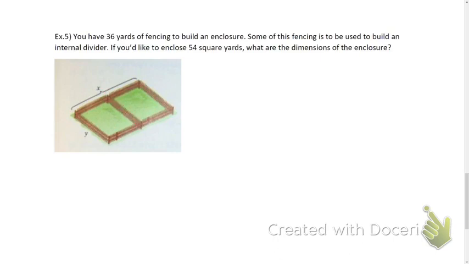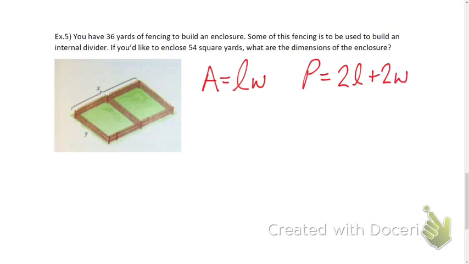So let's start with area, because I see that we want to make it 54 square yards. And you've got to remember area is length times width for a rectangle. The perimeter of a rectangle is 2L plus 2W, or just remember you're adding up all the sides.